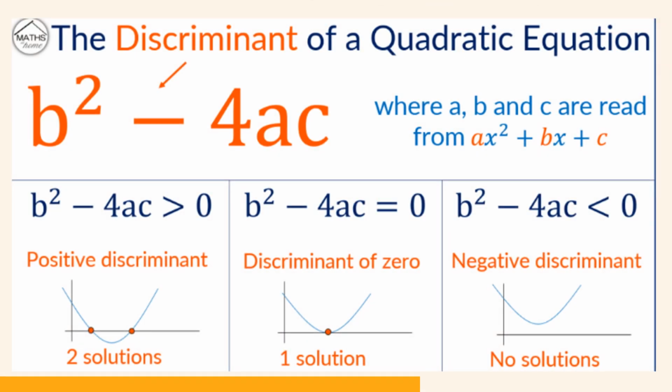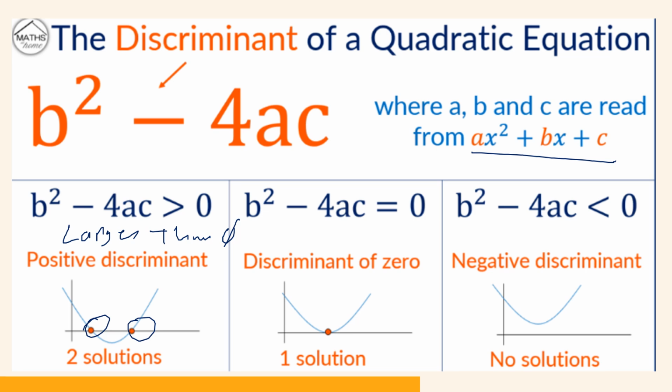So the discriminant, I keep talking about the discriminant. Your discriminant is underneath the radical sign. It's b squared minus 4ac, where a, b, and c are read from our quadratic function. A positive discriminant, which means it's larger than 0, well, we have two solutions. It's going to cross that x-axis twice.